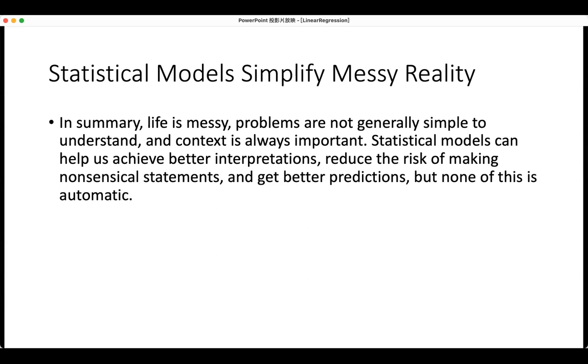So the model you build helps you to understand the relationship between two variables, and it obviously helps you to interpret something. But that's about it. There are so many other factors that we may not take into account. I just want you to be aware of that.